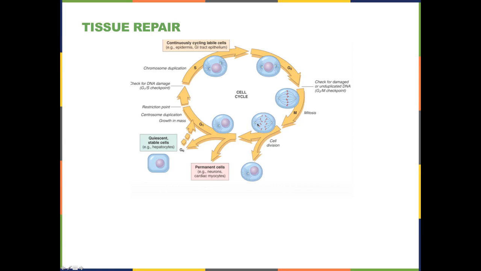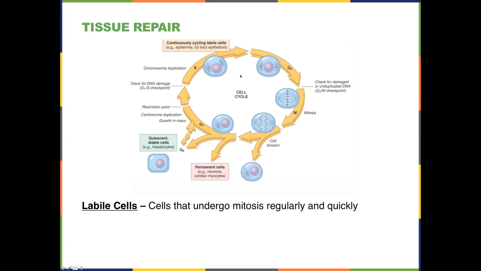So this diagram here shows you all the different cells and what cells are responsible for what in terms of being able to cycle and repair. So you have labile cells, which are shown up here. These are cells that continually undergo mitosis and continually replace and can do so quickly. So this is the epidermis of the skin, for example, and the inside of the GI tract.